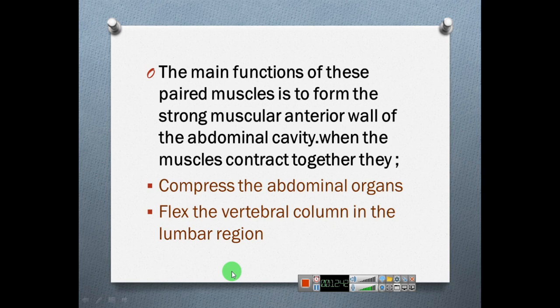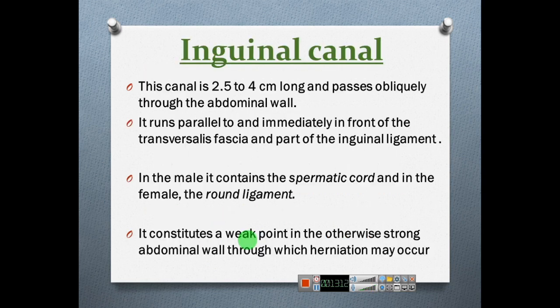The main function of these paired muscles is to form the strong muscular anterior wall of the abdominal cavity and to strengthen the abdominal wall. When the muscles contract together, they compress the abdominal organs and support the vertebral column in the lumbar region.